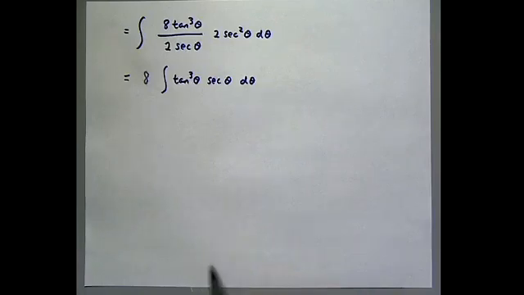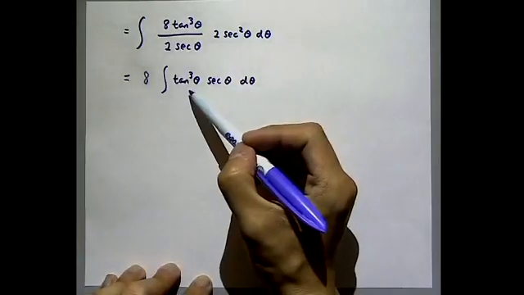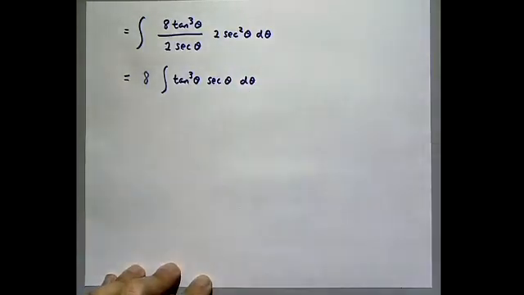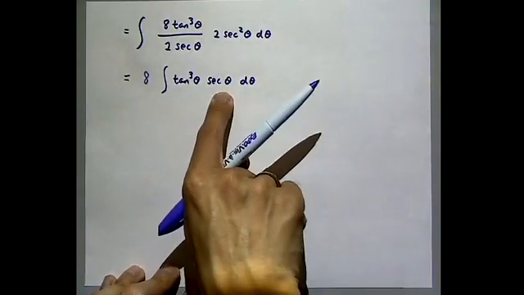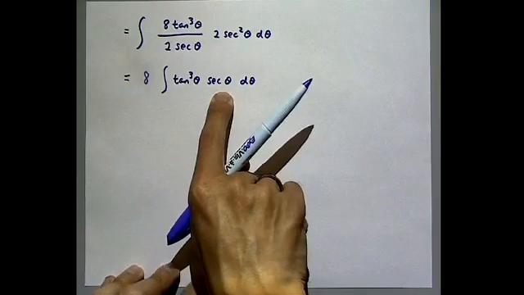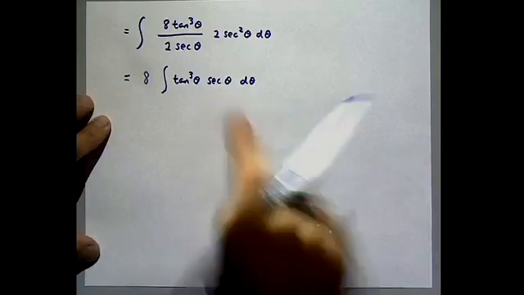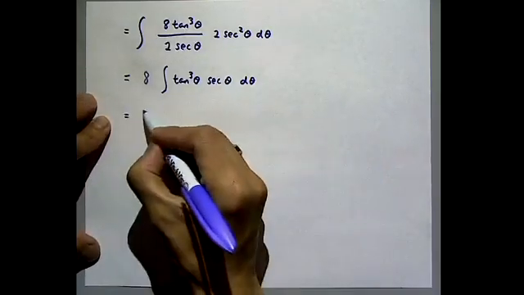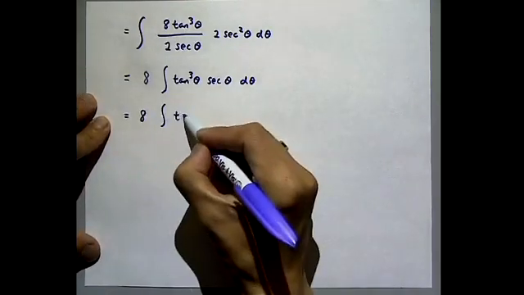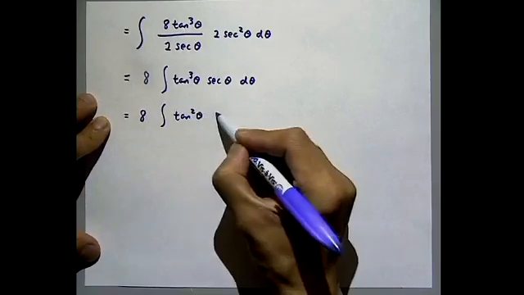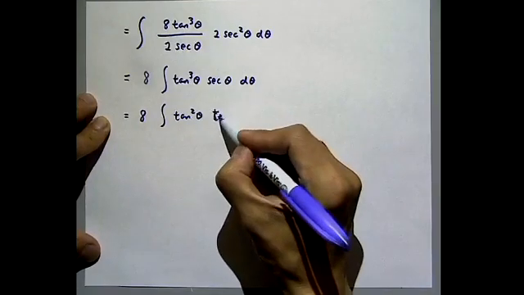Okay, we dealt with this thing last time. Remember the rule? Think about what u should be. If u is tangent, then du is secant squared. I don't have secant squared, so u must be secant. And the derivative of secant is secant tangent. So I need to save one factor of secant tangent.